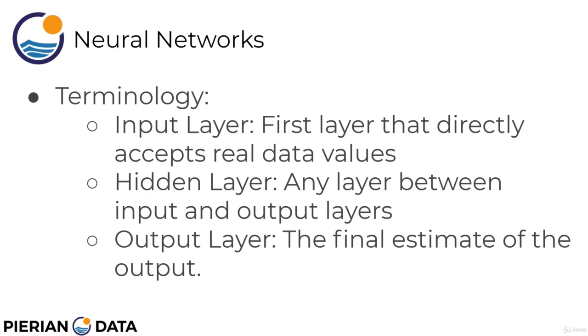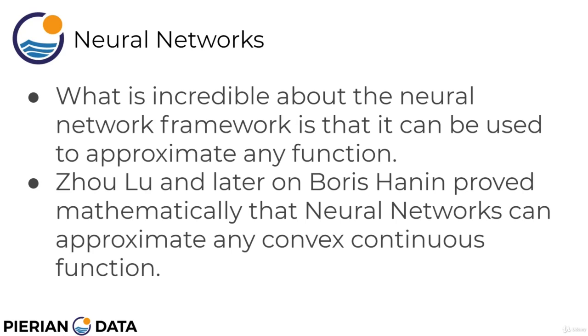Now, something that I find really incredible about the neural network framework is that it can actually be used to approximate any continuous function. And researchers Liu and then also later on Boris Hanin proved mathematically, in the same way you would have a proof of geometry, that neural networks can approximate any convex continuous function. So for any convex continuous function, essentially a function that you can continually integrate over, there should be somewhere out there some network that can directly approximate that function.